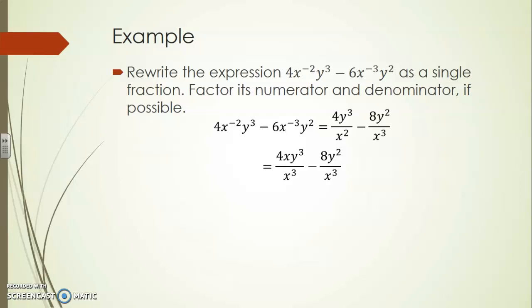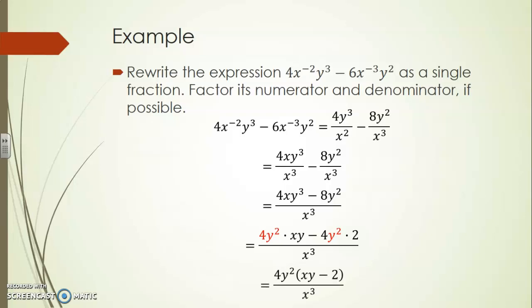Having a common denominator now allows us to regroup the numerators together and therefore have a single fraction. At this stage, you'll notice the denominator is a single term. It's not a difference nor a sum, and therefore cannot be factored. At the numerator, however, we have a difference. Both 4xy to the power 3 and 8y squared have 4y squared as their factors. These become the common factors that can be extracted. And now we have a factored single fraction.